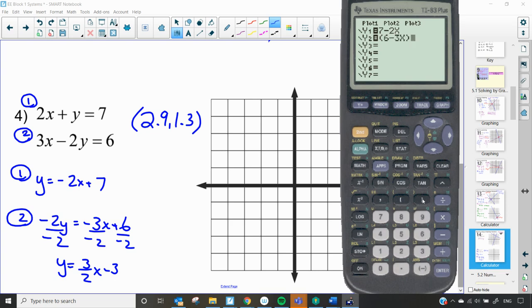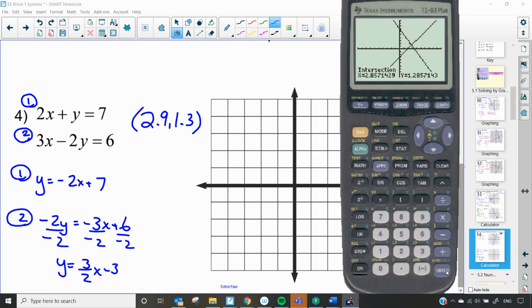And then to get the y by itself, I would have had to divide by negative 2. So this would simplify down to 3 over 2x minus 3, but in my calculator, I don't necessarily have to write it exactly that way. So when I graph these, I should get the same solution. So second calc, 5, enter, enter, enter. And we have 2.9 and 1.3.